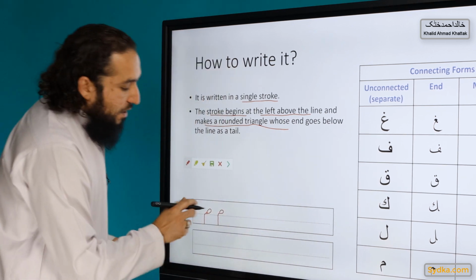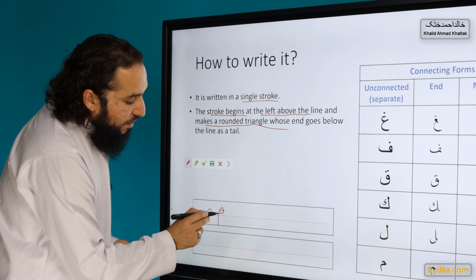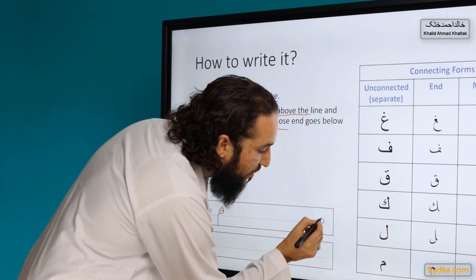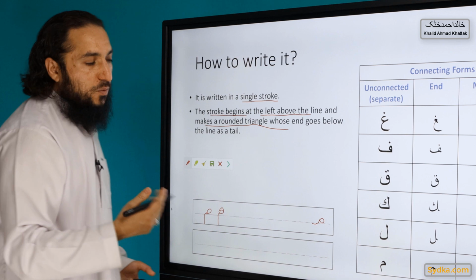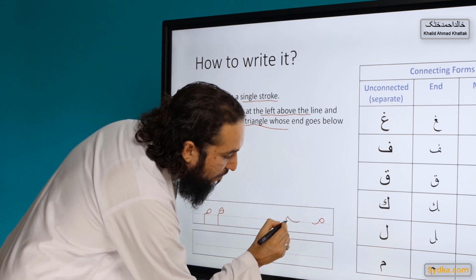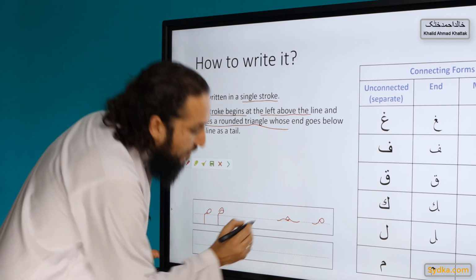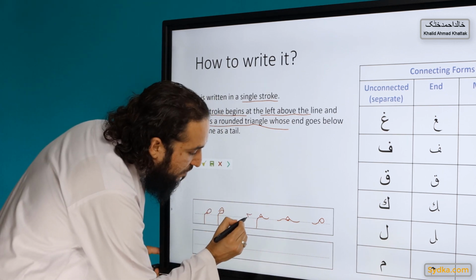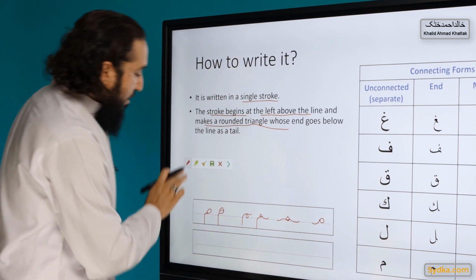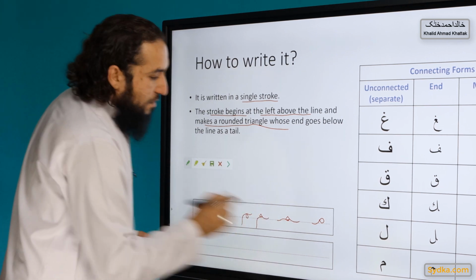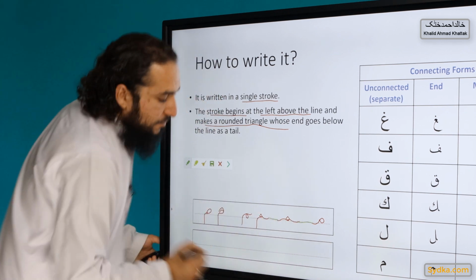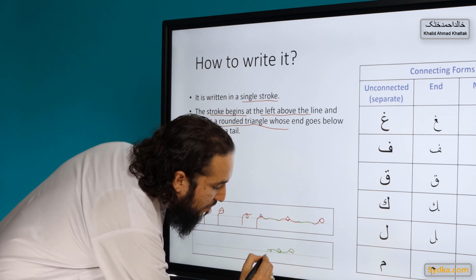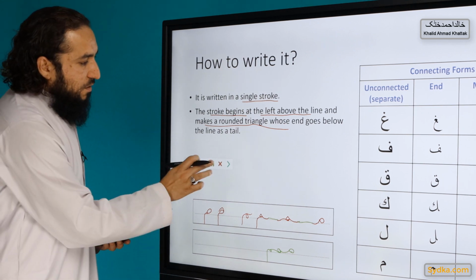And other forms: in this one we started from here and went up there, but in this one we start from below and then go up. So that's if it's connecting, in the beginning of a word, in the middle, and at the end. Or you can write it like this as well. Okay, so we can connect them. Start like this. Okay, so that's the writing of Meem.